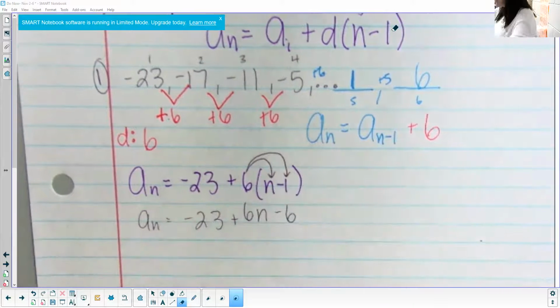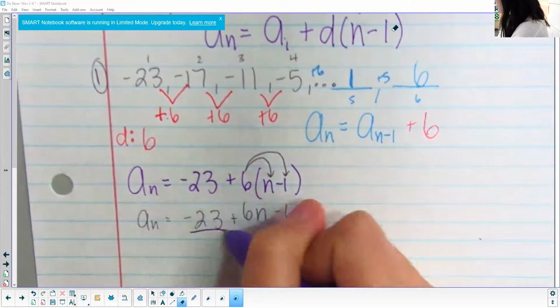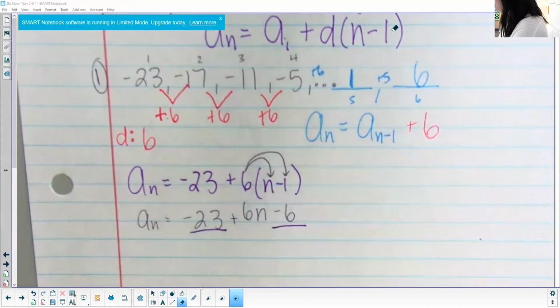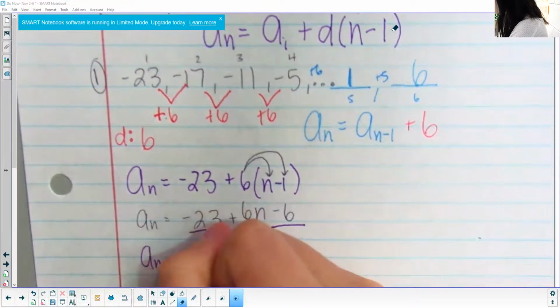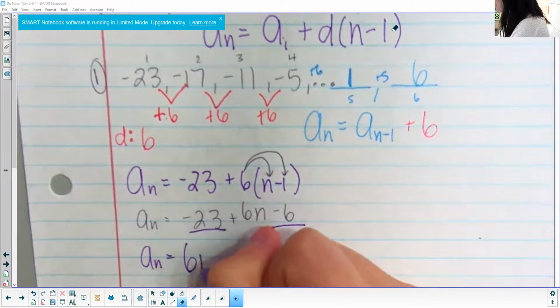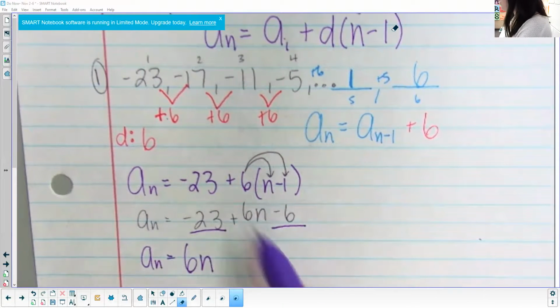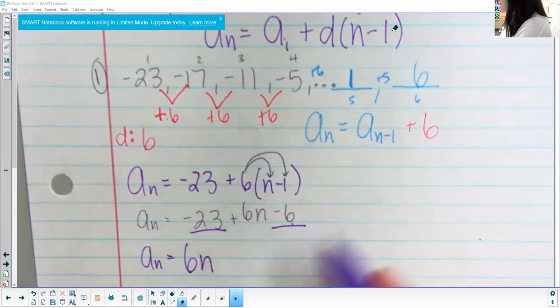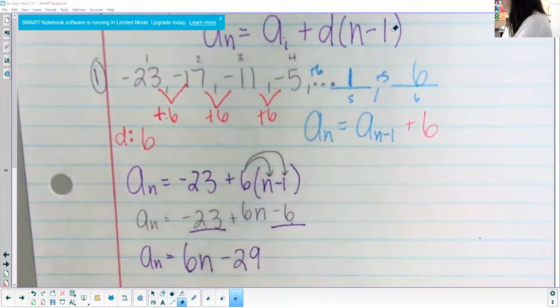The only 2 things I can combine here are negative 23 and negative 6. A sub n is going to equal 6n. Negative 23 minus 6 is negative 29.